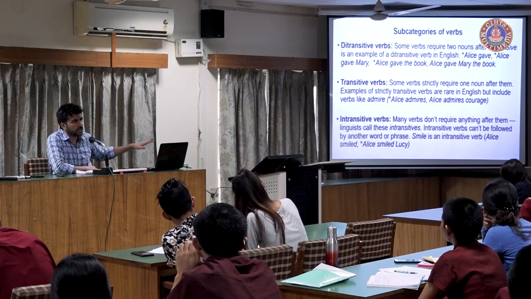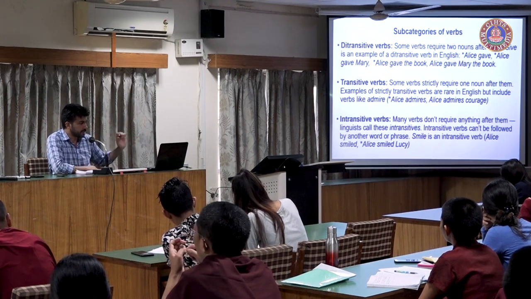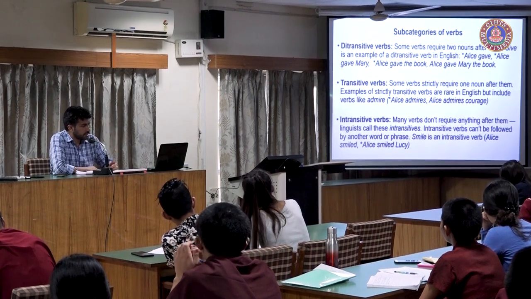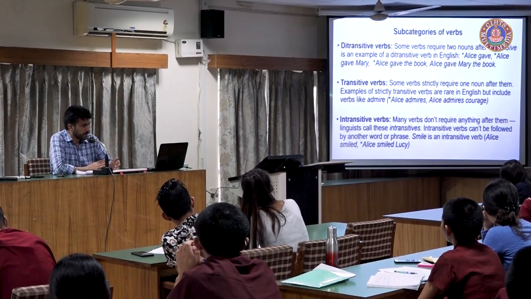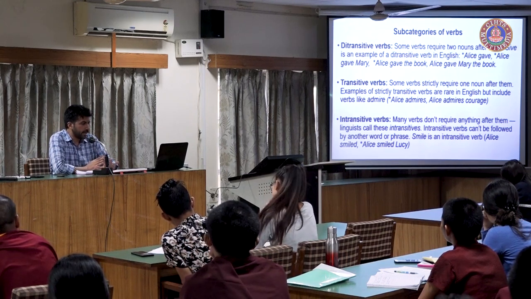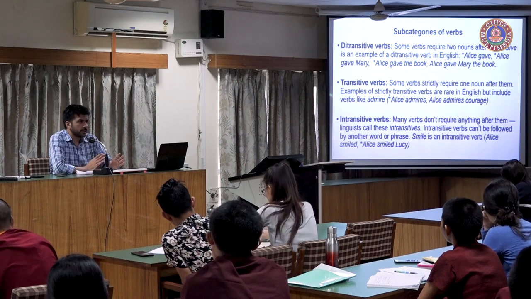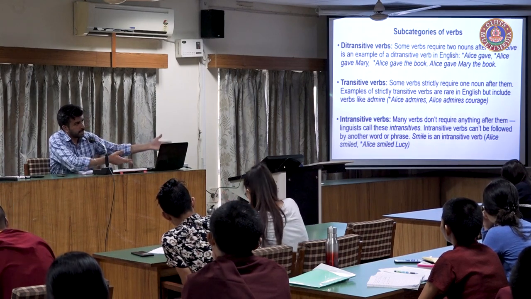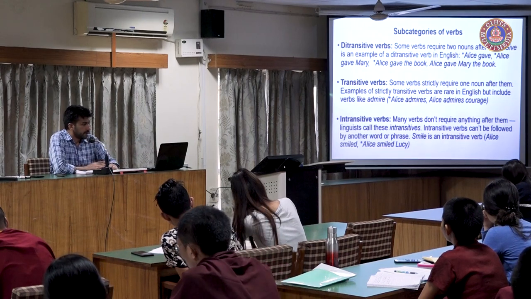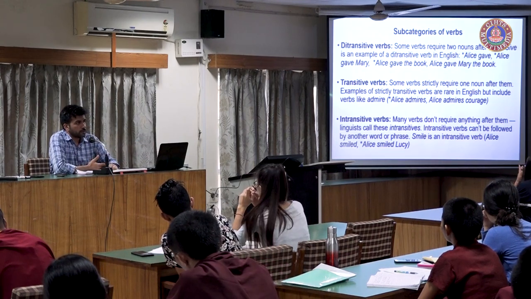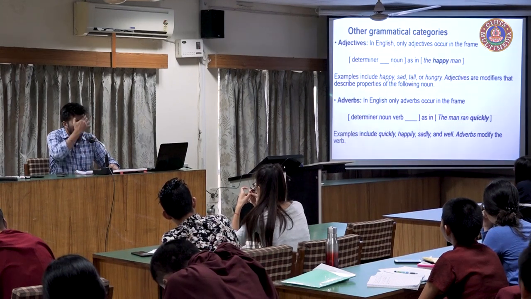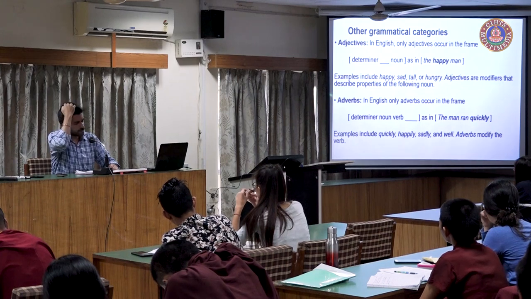These are just possibilities of phrases in English in various sentences. Linguists call them intransitives. Now, intransitive verbs cannot be followed by any other phrase or any other word. For example, the verb smile is an intransitive verb. Alice smiled. Now we don't need a noun. Smiled at what? Smiled for whom? You cannot say Alice smiled Lucy. It won't make sense.